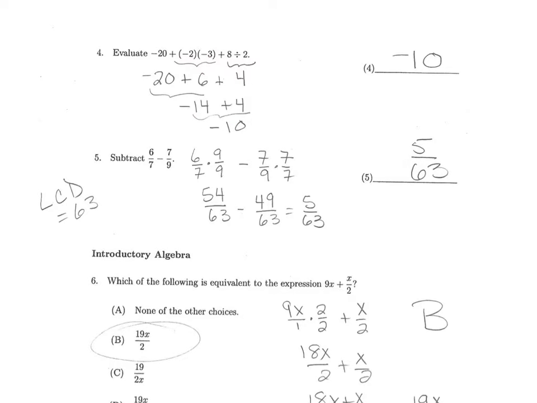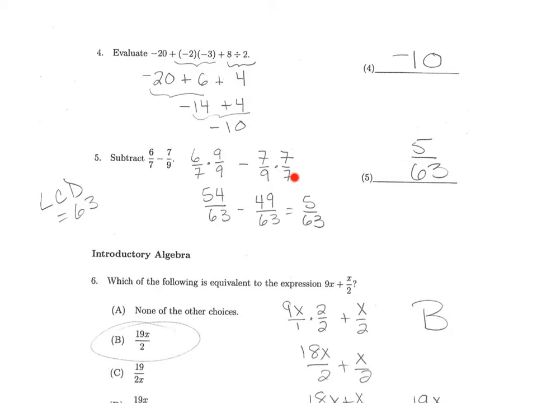For the next one, we have two fractions who have different denominators, so we need a common denominator. The least common denominator is 63. We need to convert that 7 in this denominator to 63, so we have to multiply by 9. We have to multiply the numerator by 9 as well. 6 times 9 is 54. 7 times 9 is 63. There's our LCD.